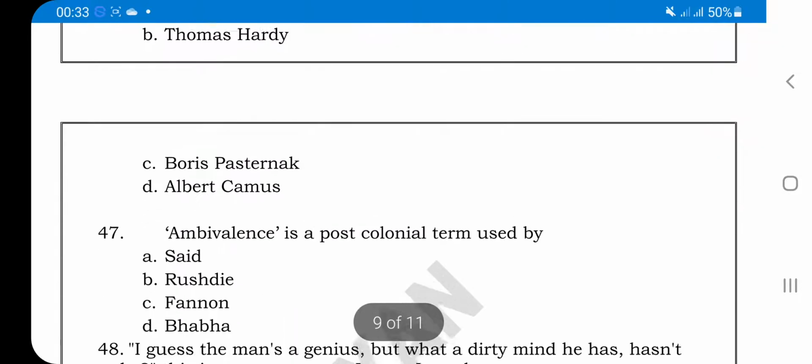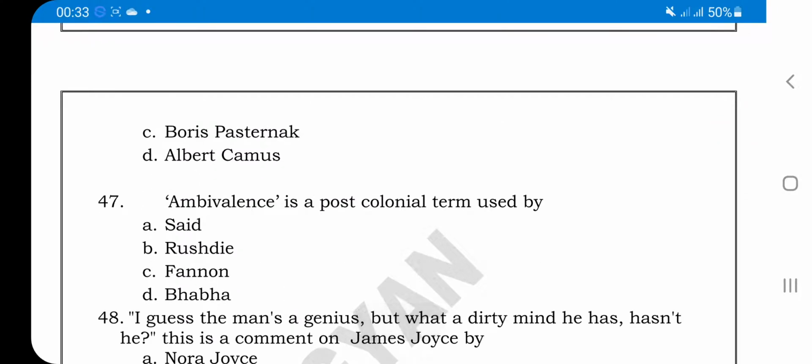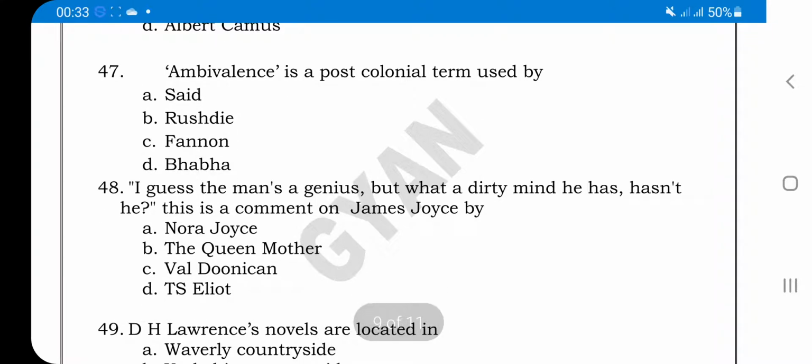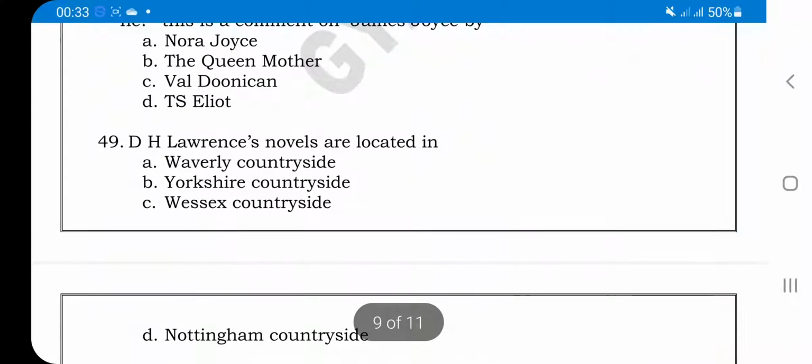Do tell me. Mimicry, the colonial term, used by? This is also a very good question. I guess the man's a genius, but what a dirty mind he has, wasn't he? Who commented it? Yeah, this is quite simple. Dearest Lawrence, location.